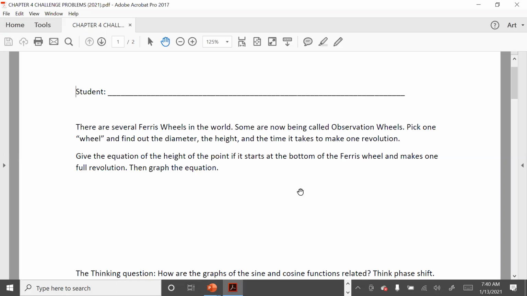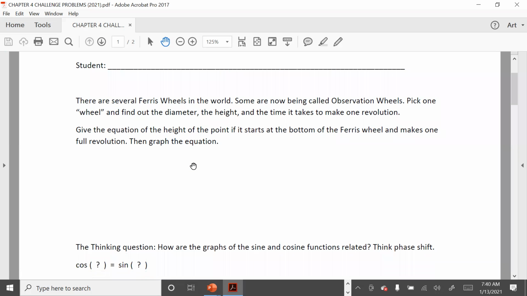So here's a few things. We talked about the Ferris wheel the other day, right? Did we talk about the Ferris wheel? Yeah, we did. Okay, so we have a little challenge problem here. There are several Ferris wheels in the world today. Anybody know where the biggest one is?